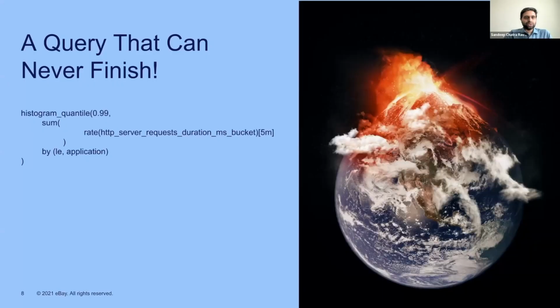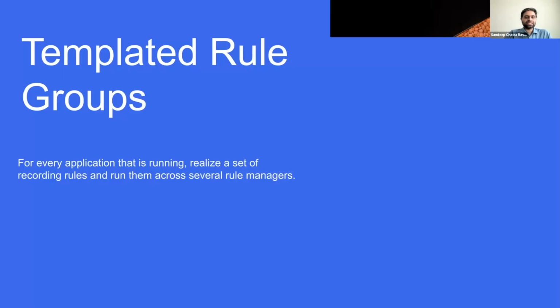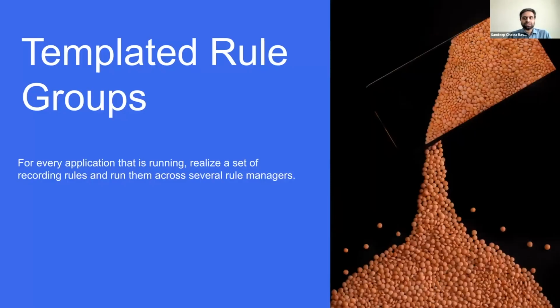And to illustrate the scale of the challenge, consider the following PromQL that computes the 99th percentile of request latency and groups the results by application. This query would require scanning through a vast amount of data to compute the desired result, making it pretty much impractical or even impossible to execute because of the large scale. And to address this challenge, we use something called templated rule groups.